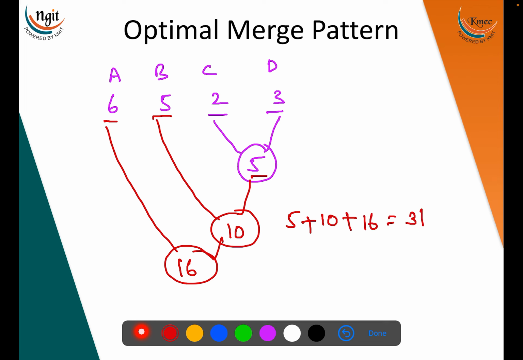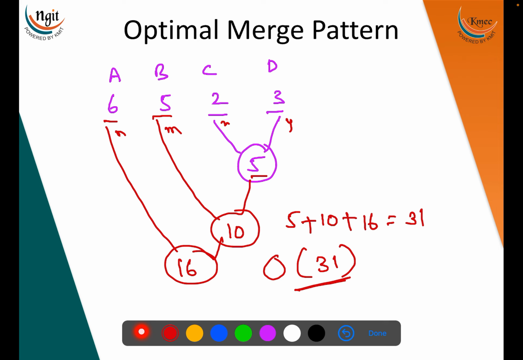So this is the way you have to calculate. That means big O of n plus m plus x plus y. So finally it is big O of 31, the cost of this merge pattern. So this is the way we calculate the merging operation. And we'll see about two-way merge pattern also.